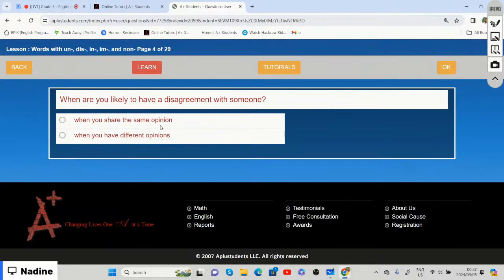So, when you share the same opinion, nope. Or when you have different opinions. So we're going to go with the second option because it says, when are you likely to have a disagreement with someone? And it's when you have different opinions.